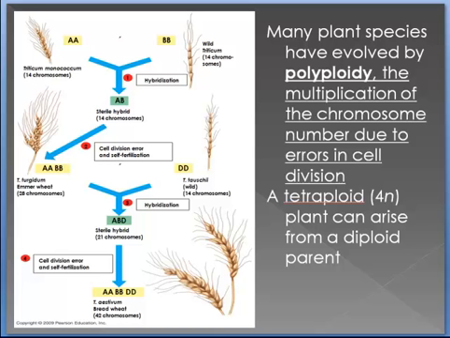Interestingly enough, many plant species have evolved by polyploidy, and polyploidy basically means the multiplication of the chromosome number due to errors in cell division. So we talked about how non-disjunction can occur in humans in order to create conditions like trisomy 21. The same things can occur in nature, especially in plants. It happens quite often. A tetraploid is symbolized by 4n instead of 2n like we are at the very beginning of meiosis. Plants can actually be 4n and can arise from a diploid parent.